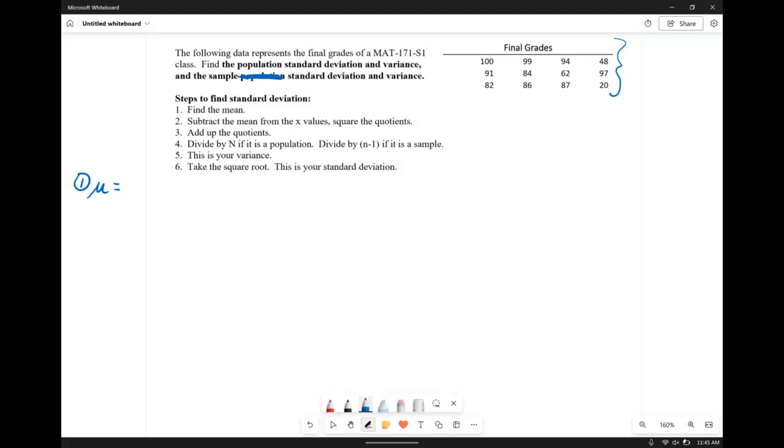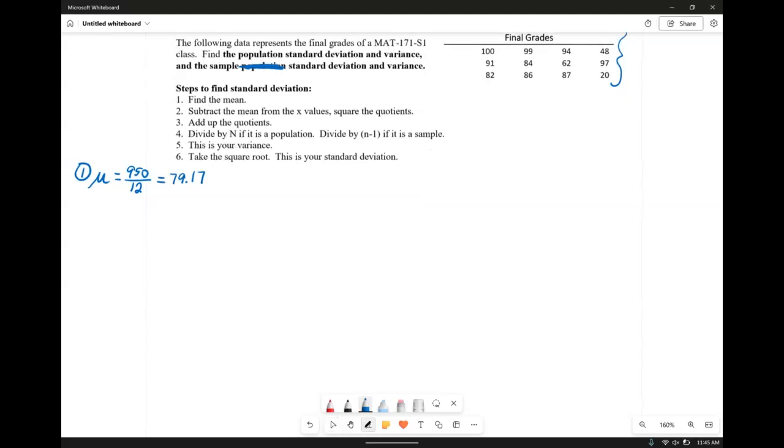Now feel free to pause or fast forward this as much as you need. But when I add everything up, I get 950. I'm going to divide by 12. That's going to give me 79.1, and I'm going to round to 2 decimal places, 7. Okay. All right, step 2, we're going to subtract the mean from the x values and then square the quotients. So what I like to do for this is set up a table.